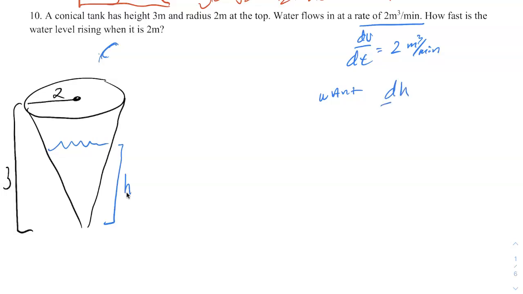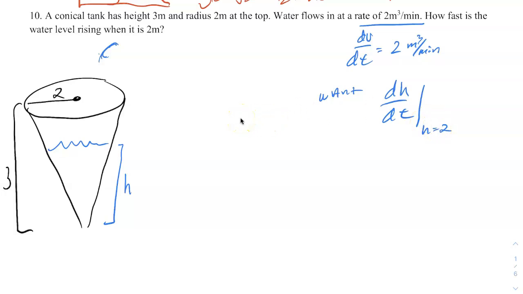So the question is, they want dH dt when it's 2 meters. So how fast is the water level rising when it's 2 meters? The "it" here being the water level. So when h is 2, how fast is this guy going up? So our givens are all this, right? That rate is 2, the whole thing is 3. We're pouring water in at this rate. You want the rate at which the water level is increasing at height being 2.